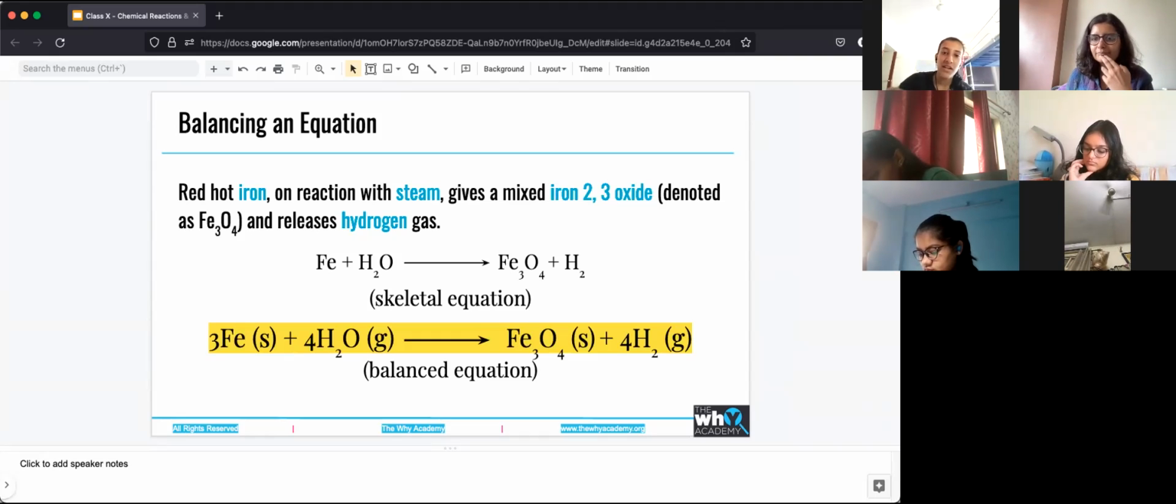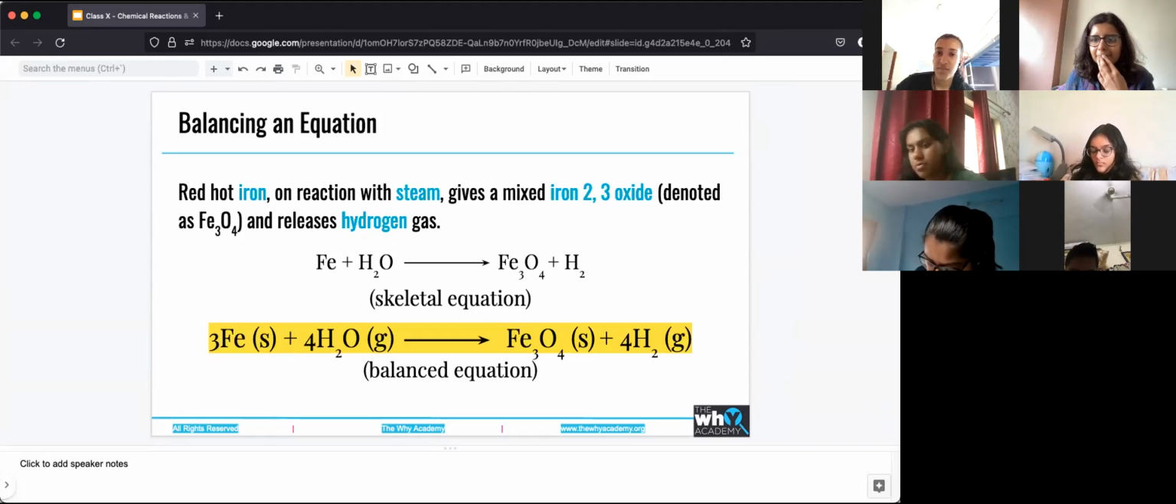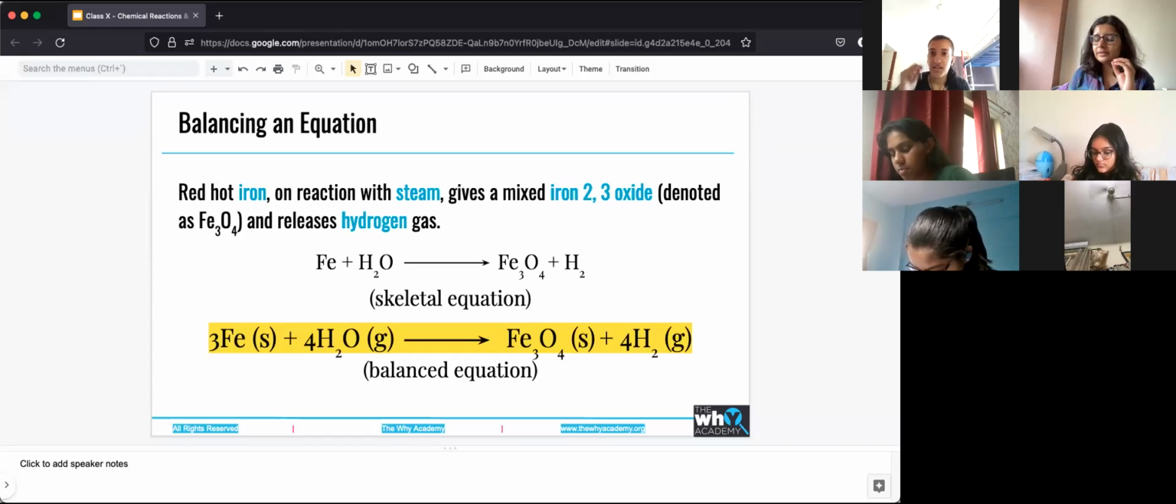Ma'am, I had a doubt. Like the statement says it gives mixed iron 2 3. So how can there be iron with +2 and +3 in the same equation? The same atom will not show two valencies. So rust, you have both.